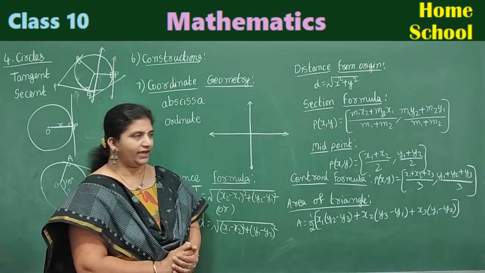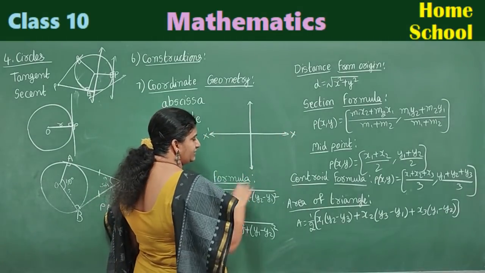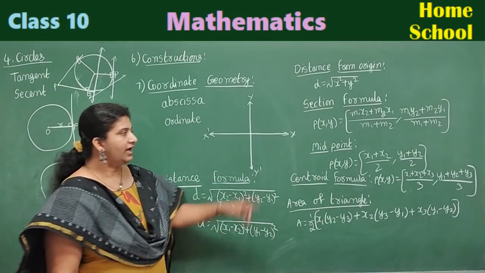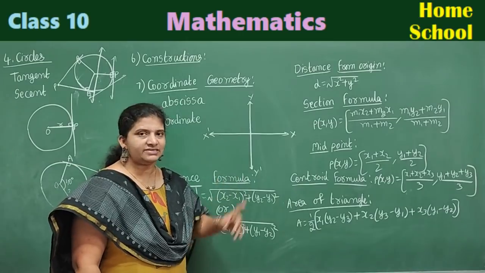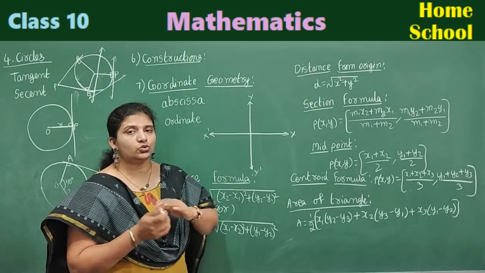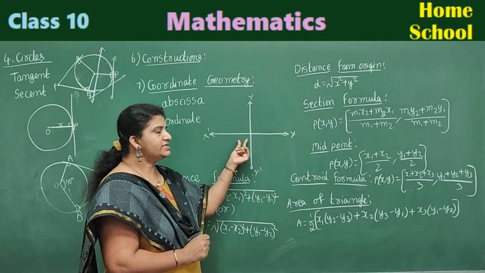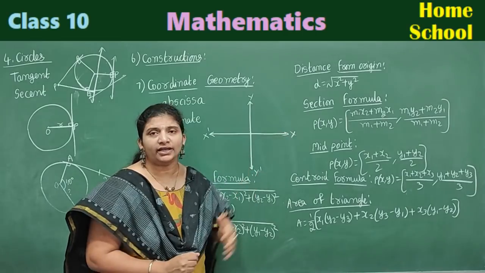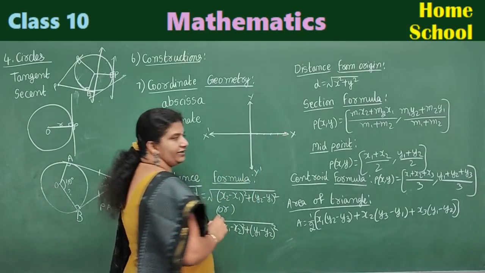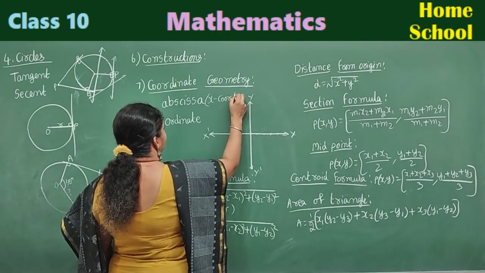In a Cartesian plane, the horizontal line we call the x-axis, x dash, and the vertical line we call the y-axis, y dash. And it is divided into four quadrants: first quadrant, second quadrant, third quadrant, fourth quadrant. And you are going to come across two words, abscissa and ordinate. What is abscissa? Distance from y-axis to any coordinate on the x-axis, or you may say x coordinate. Abscissa is also called the x coordinate.